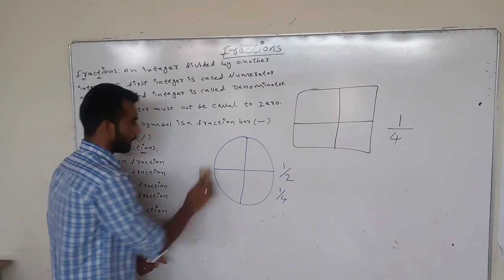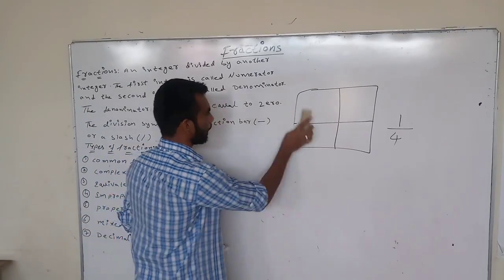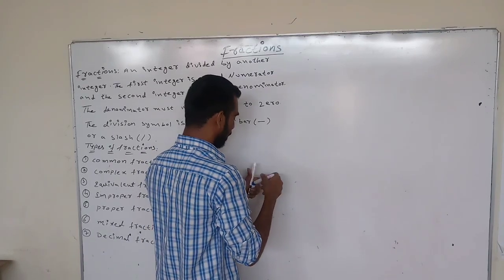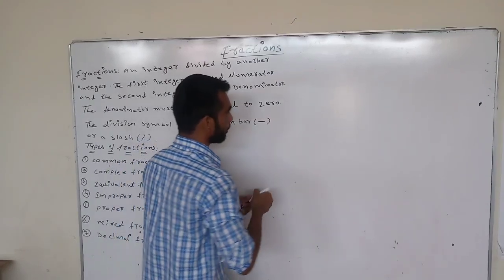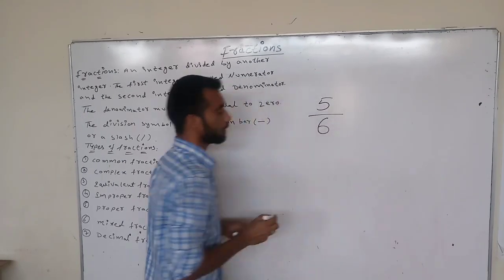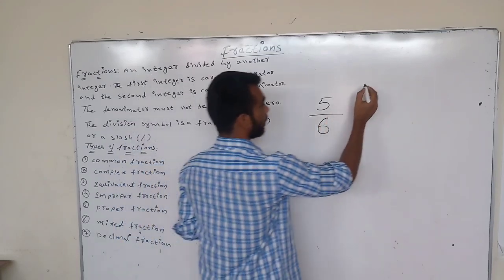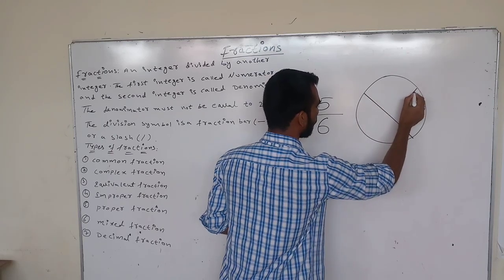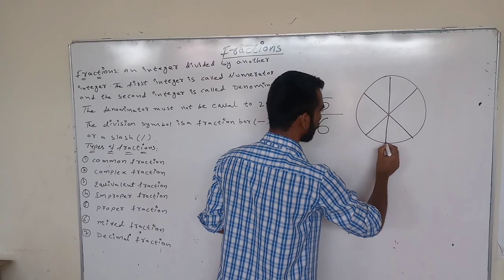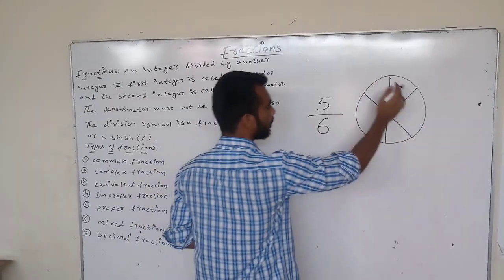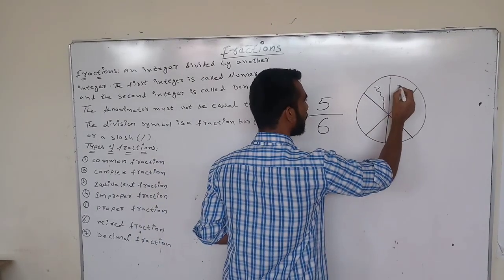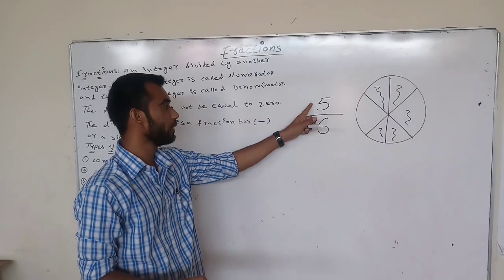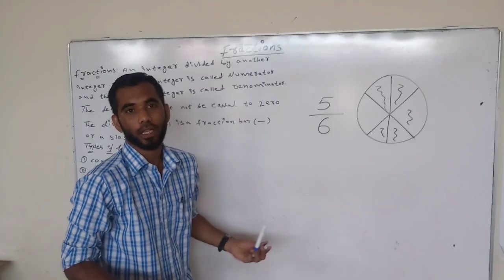Now, suppose I am taking 5 by 6. That means from 6 circles, that means from 6 parts, if you color 5 parts, 1 part, 2 part, 3 part, 4 part and 5 part. 5 parts have been shaded out of how many parts? 6 parts. It is a fraction.